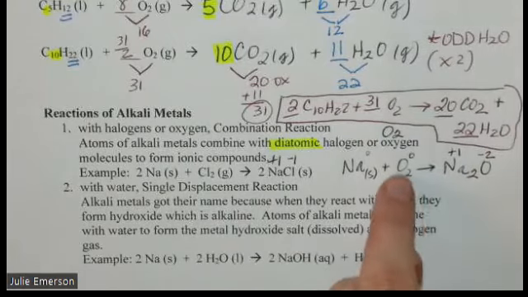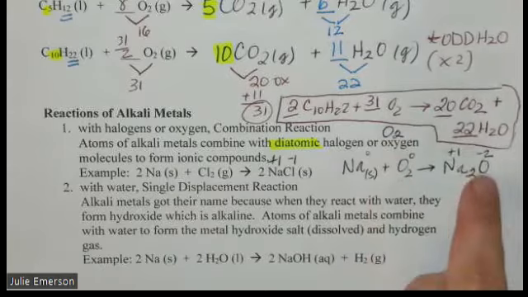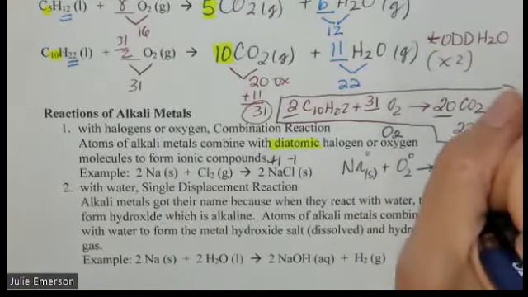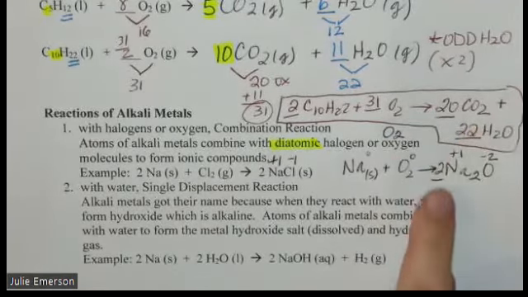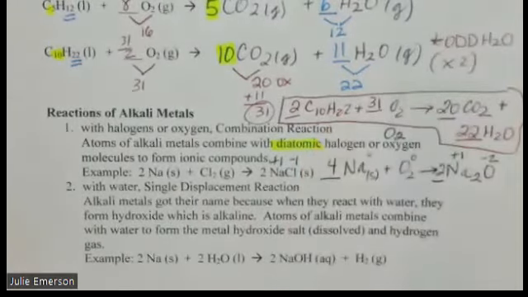Now to balance, there's 2 oxygens on the reactant side because again, it's diatomic. And so I need 2 on the product side. So I put a 2 in front of Na2O. Now 2 times 2 gives me 4 sodiums. So I put a 4 in front of Na.